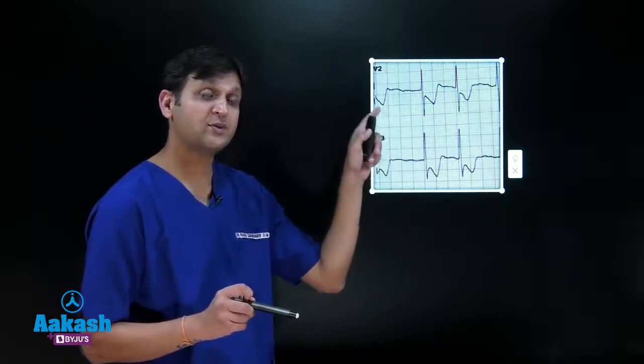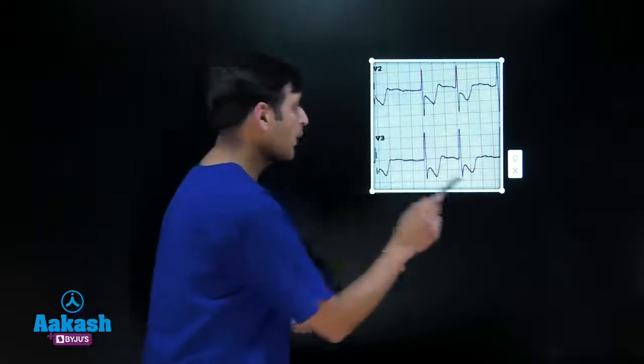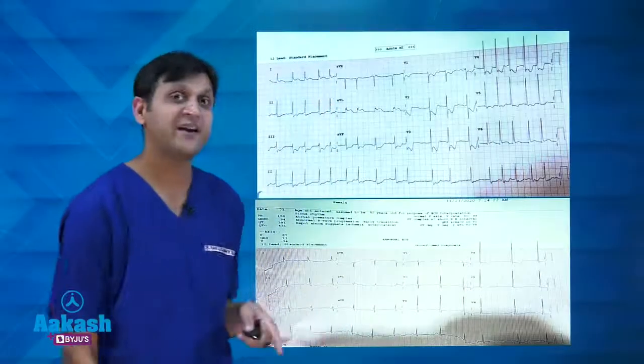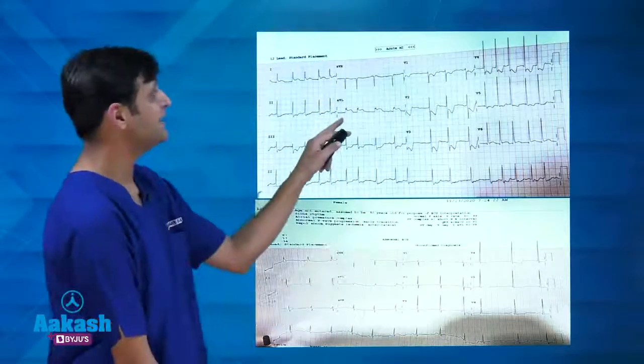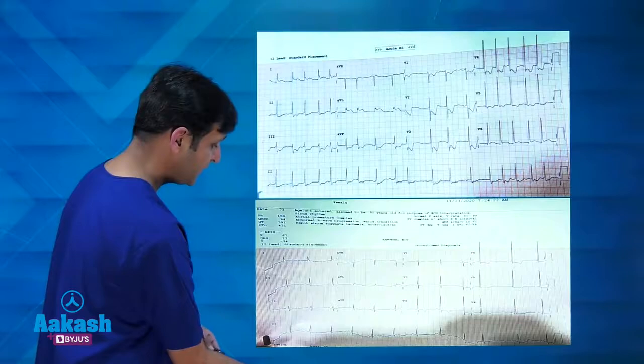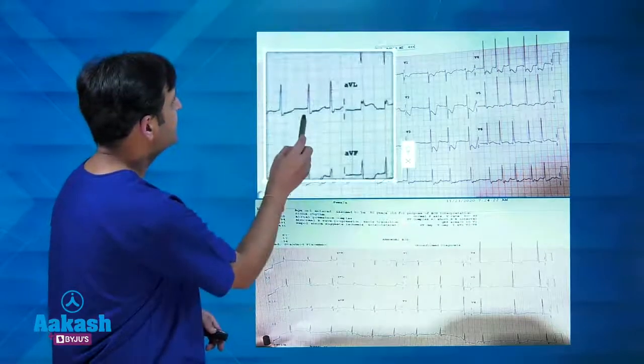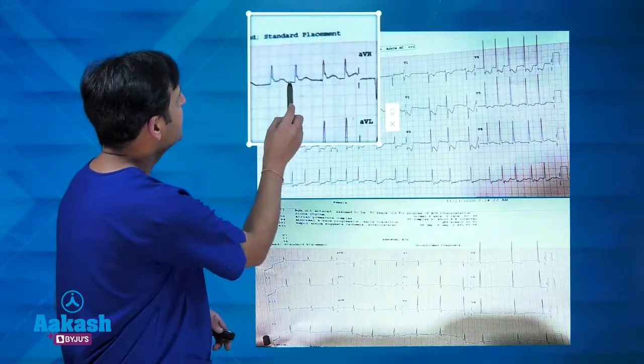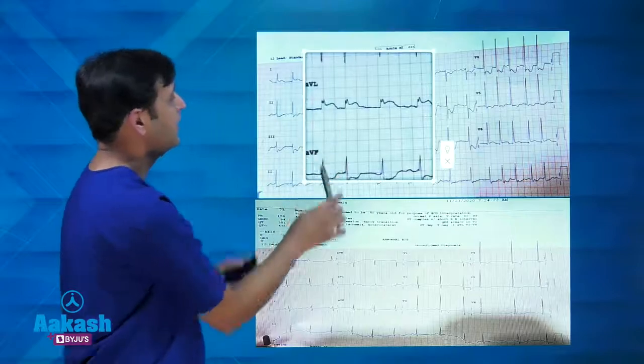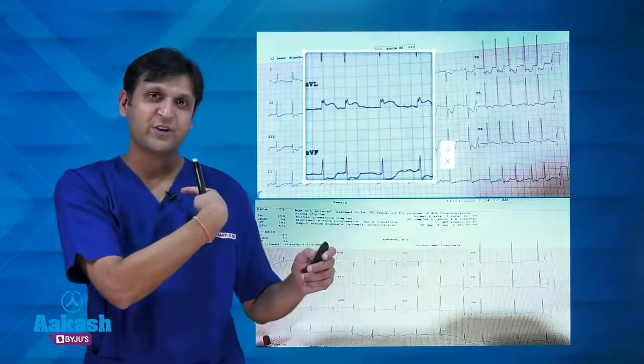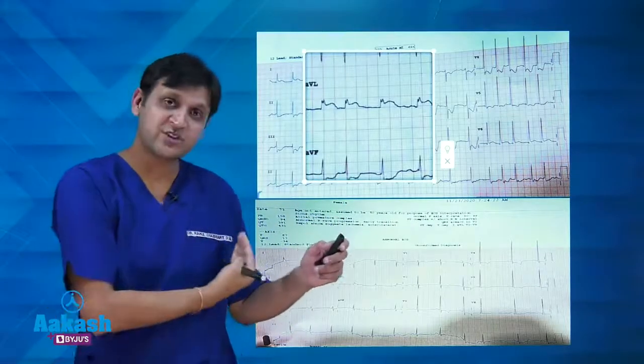Please remember the exception to all that is posterior wall MI. Why? Because posterior wall MI does not have ST elevation. And if you look at this ECG very carefully, you can make out that there is ST elevation in lead 1 and aVL, which looks at the lateral side of the heart. So it is actually a posterolateral MI.